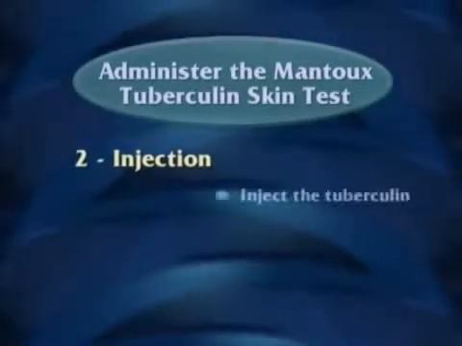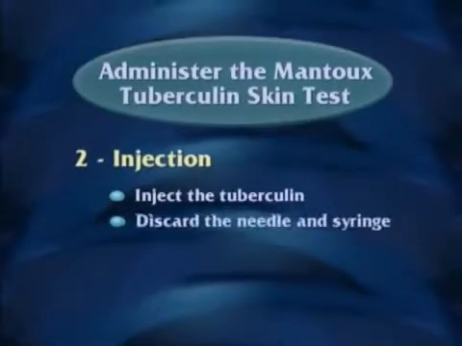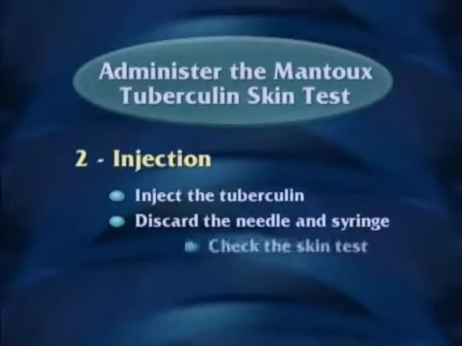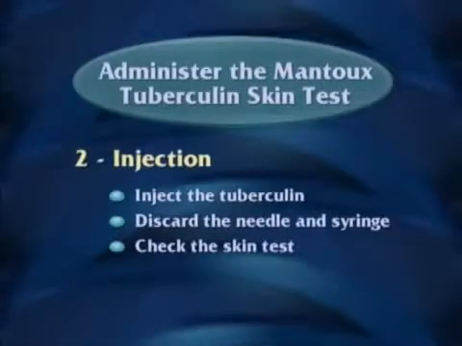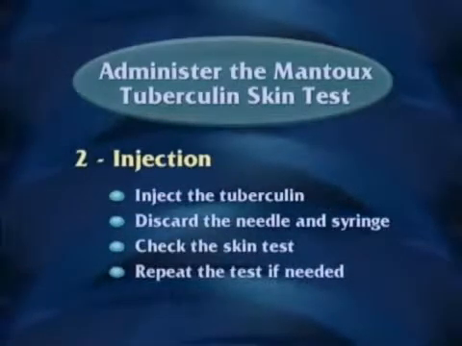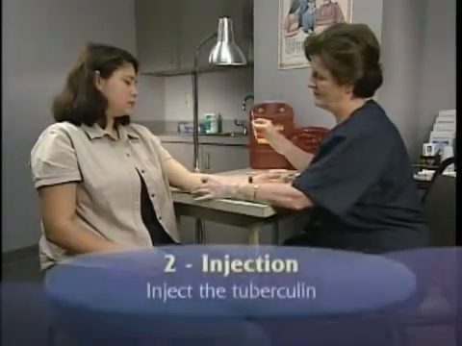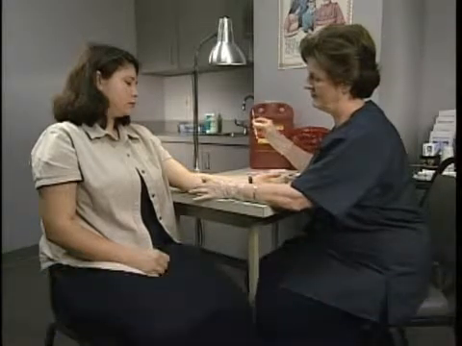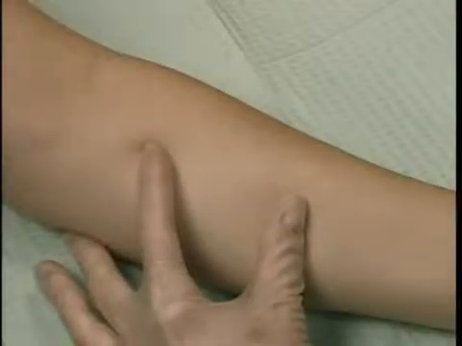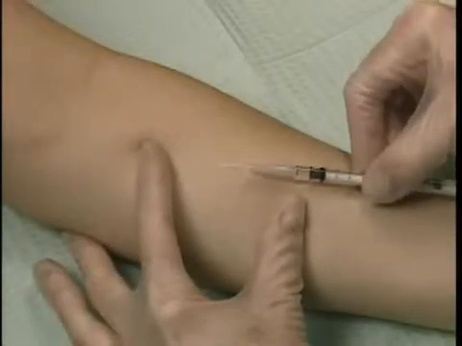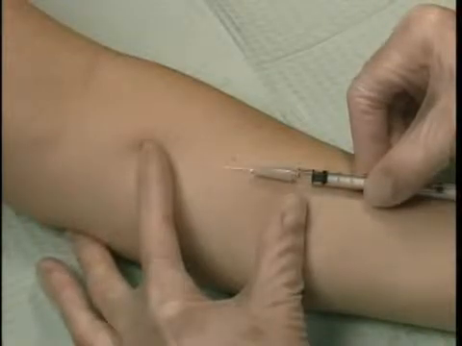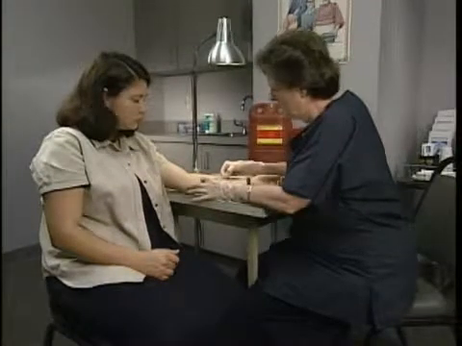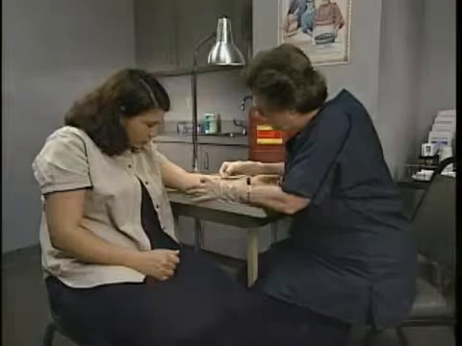You will inject the tuberculin, discard the needle and syringe, check that the skin test was administered properly, and repeat the test if needed. Stretch taut the selected area of skin between the thumb and forefinger. This provides a surface that is easier for the needle to penetrate. With the needle bevel facing up and the syringe flange parallel to the forearm, hold the syringe between your thumb and forefinger. The MAN2 tuberculin skin test is an intradermal injection.